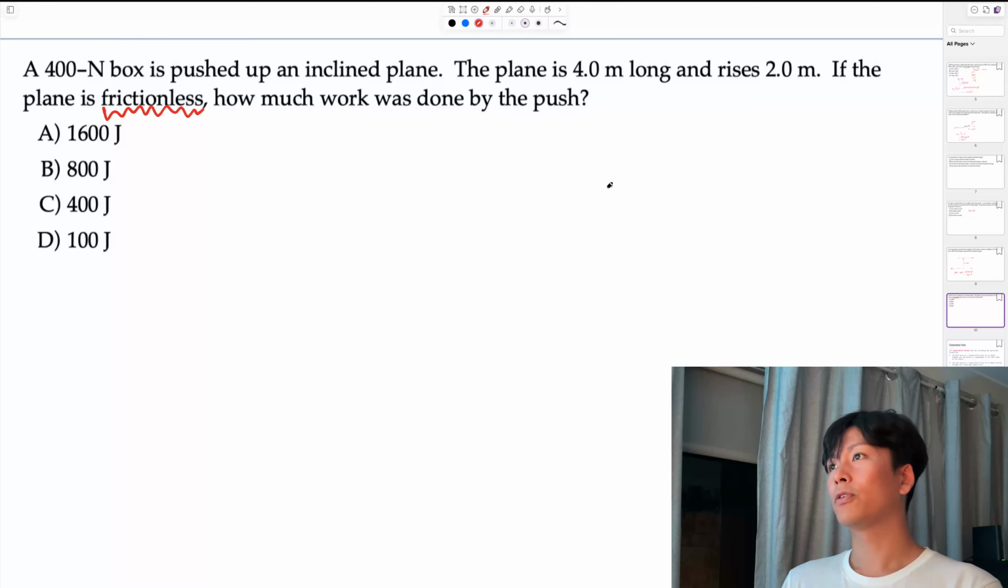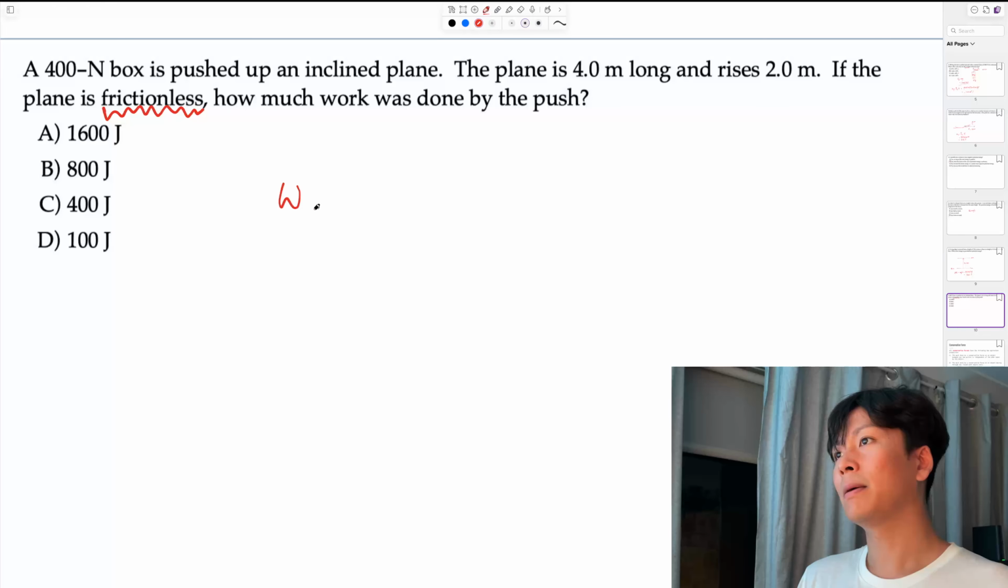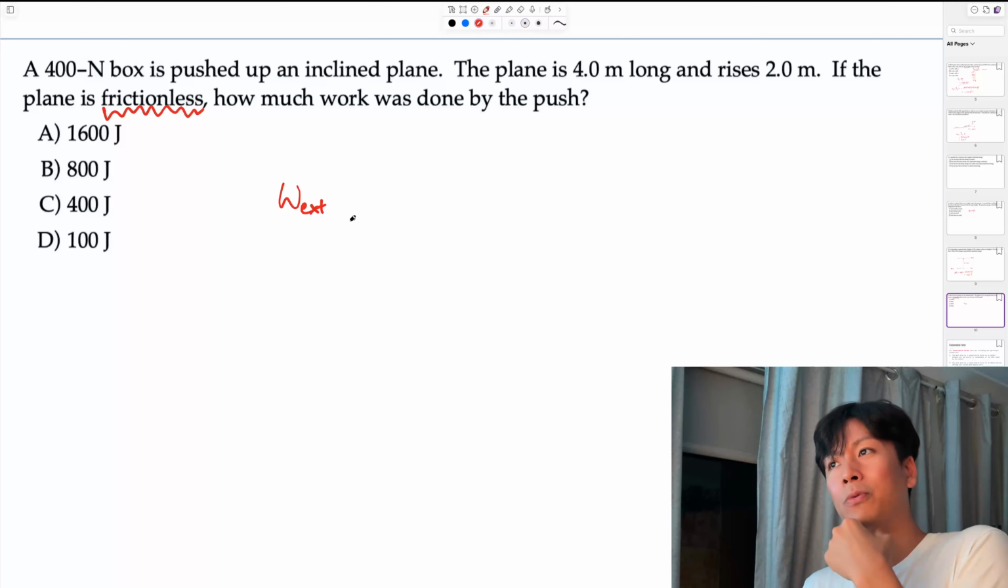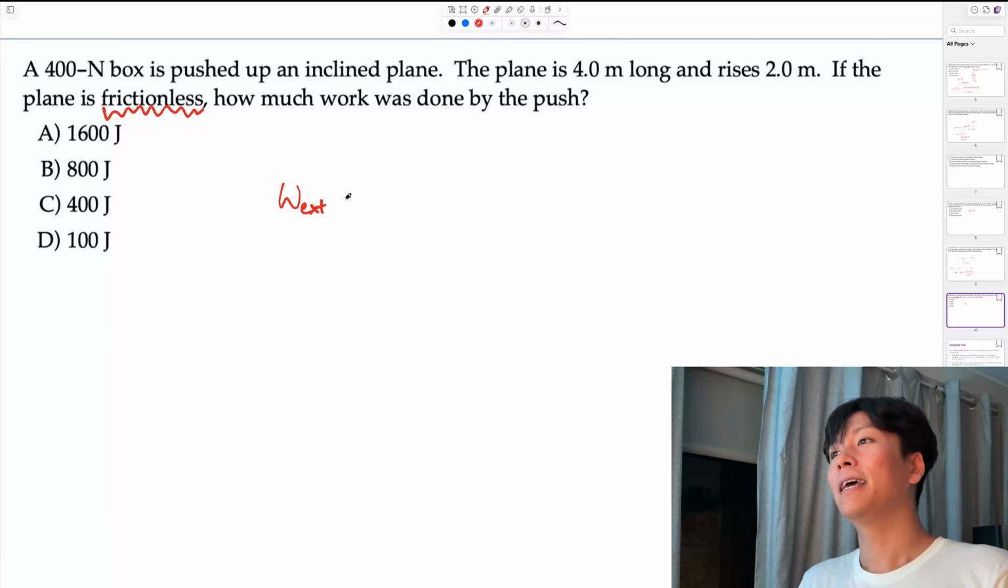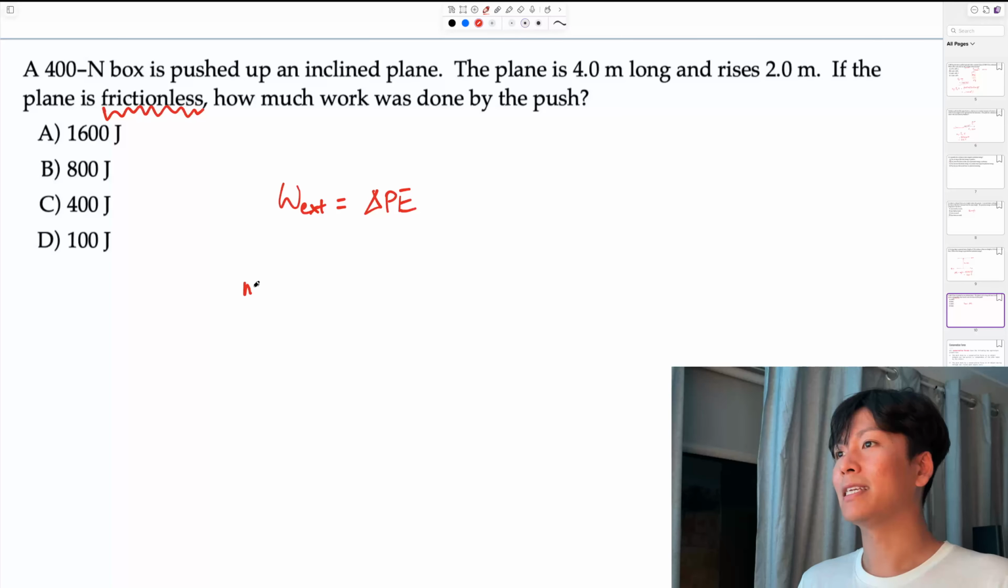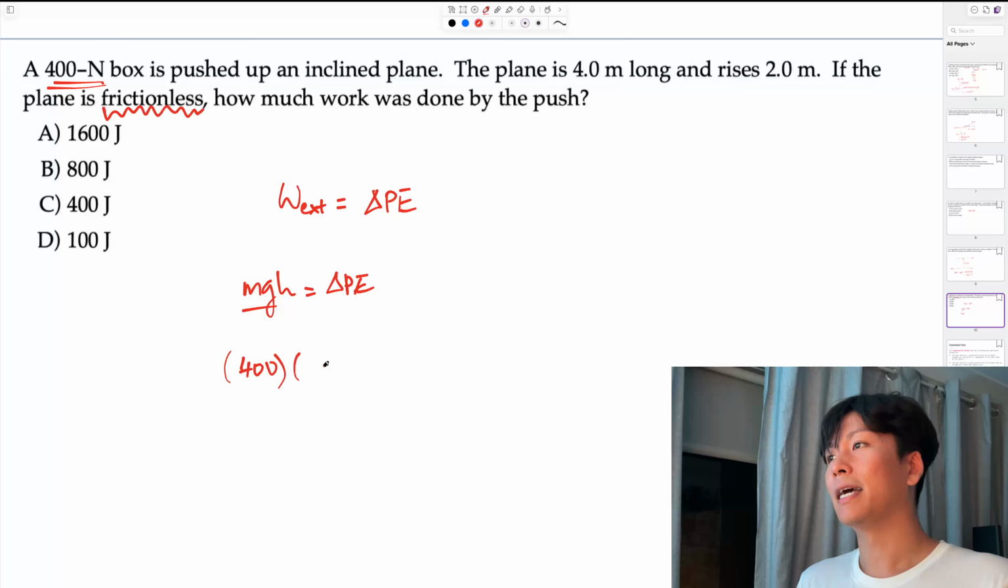Okay, so the work done by an external force, in this case by an external push force, if you remember from our potential energy video, is just equal to the change in potential energy. And my change in potential energy in this case is just mgh. So that's equal to the change in potential energy, and that's going to equal the mass times g, oh, I already have my mg. mg is 400, because that's a 400 Newton box. So that's my weight already, times the height.